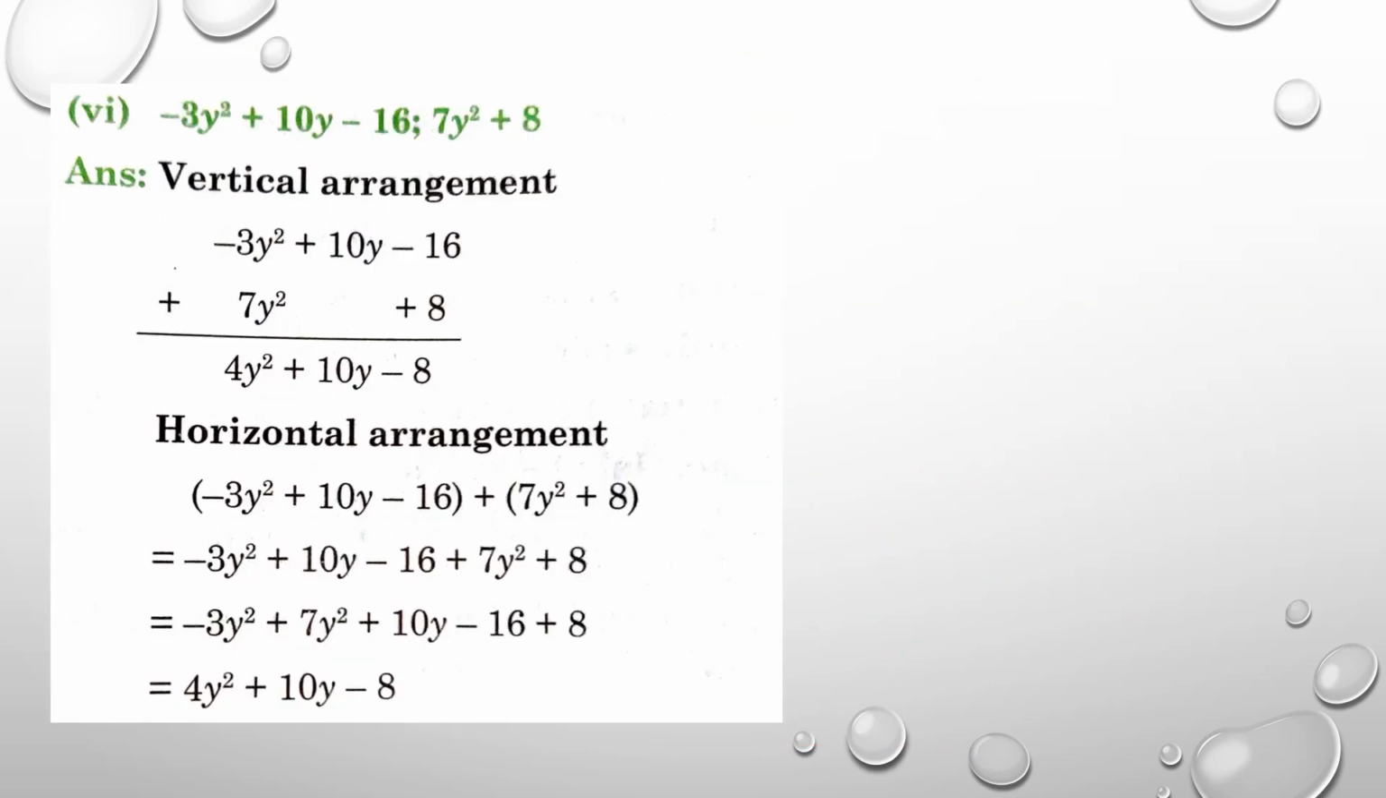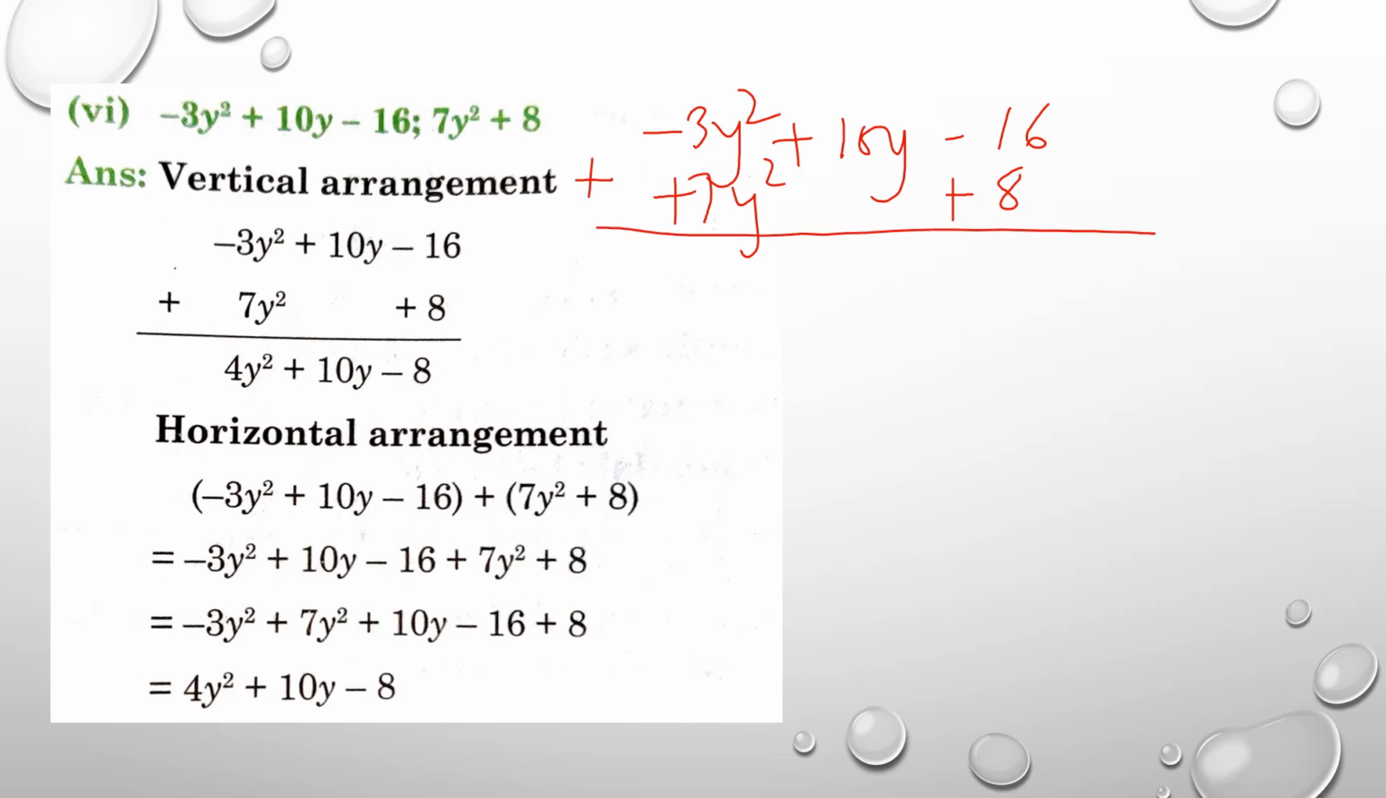Now let us do the sixth sum. Minus 3y square plus 10y minus 16. Now where it is written 3y square, below that you have to write 7y square. And where it is written minus 16, there you have to write plus 8. Okay, now let's add. Minus 16 plus 8, both having different signs. So what you have to do? Subtraction. 16 minus 8 is what? 8. 16 is a bigger number, so minus 8. Plus 10y will be coming down. Then minus 3 plus 7.